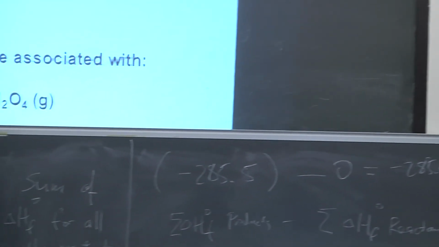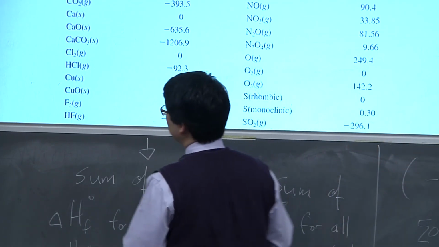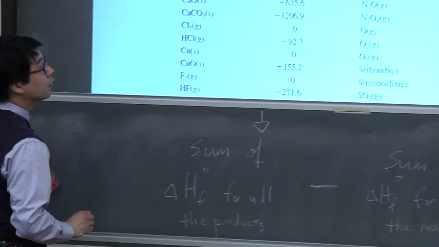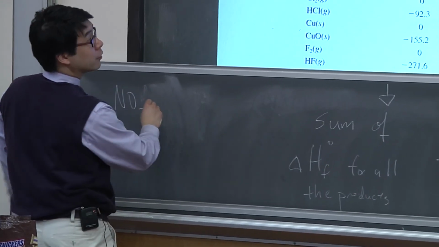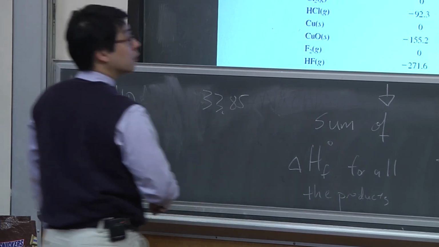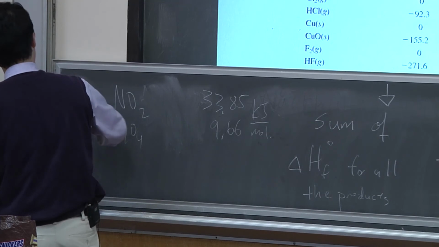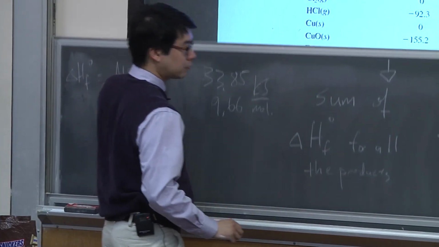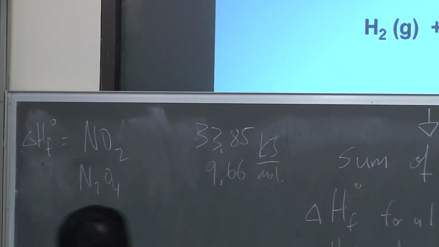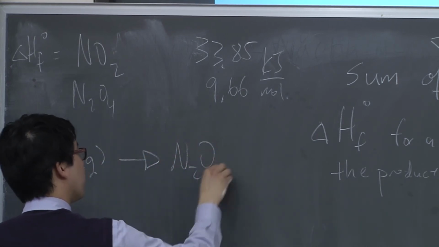What about the second one? So I need to know NO2 and N2O4. And if I look those up, NO2 is here, right? NO2 is 33.85. Is that positive? Yeah. And N2O4 is 9.66. And these are all in kilojoules per mole. So delta Hf naught values, and the reaction is 2NO2 reacts to N2O4.